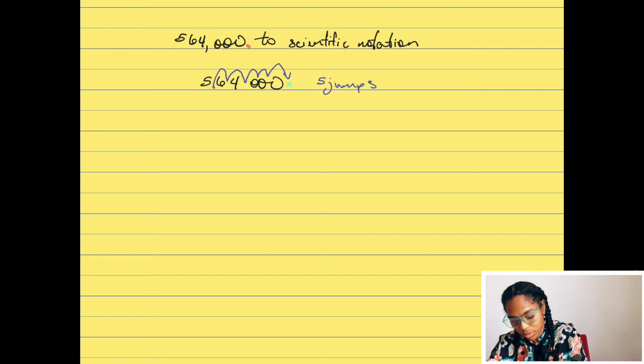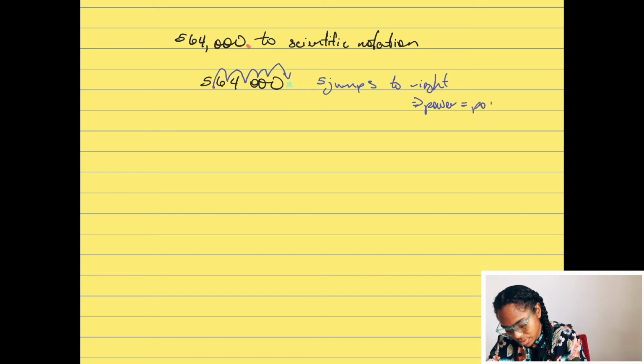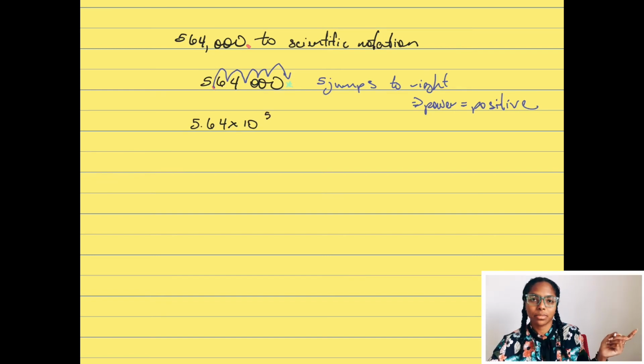And what direction did we move to? We moved to the right. So that means that the power must be positive. So let's write this out now. Our answer will be 5.64 multiplied by 10 to the power of 5. And that's it. Let's try another example.